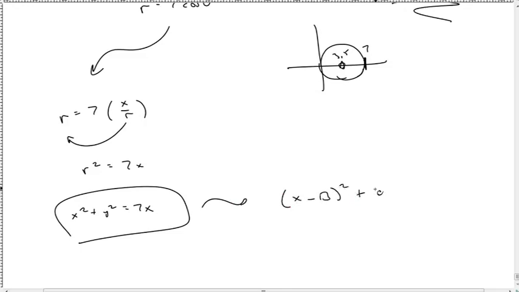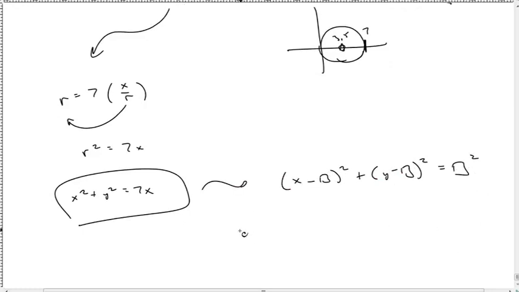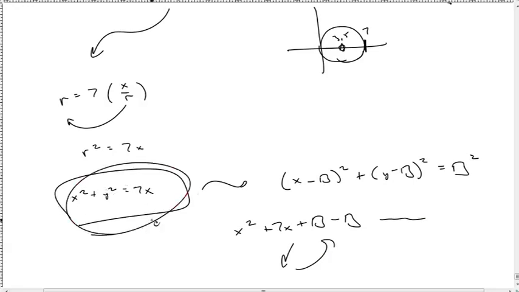What you could do if you wanted to get it into a real awesome circle format, you would have to find out where it's being shifted and then find its radius. To do that, you would need to complete the square. So you'd have the x squared plus 7x plus something minus something, and so on. I'm not going to do it. This should be good enough.